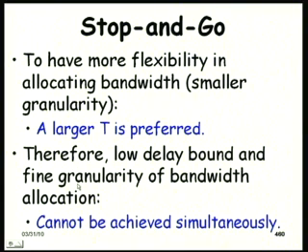So, that is what it says: a low delay bound and a fine granularity of bandwidth allocation cannot be achieved simultaneously in the stop and go scheme. So, either you should agree to a larger end to end delay in the packets, or you have to compromise with wastage of bandwidth, because the granularity is low and bandwidth will get wasted, because you cannot give a fraction of a bandwidth to a connection.